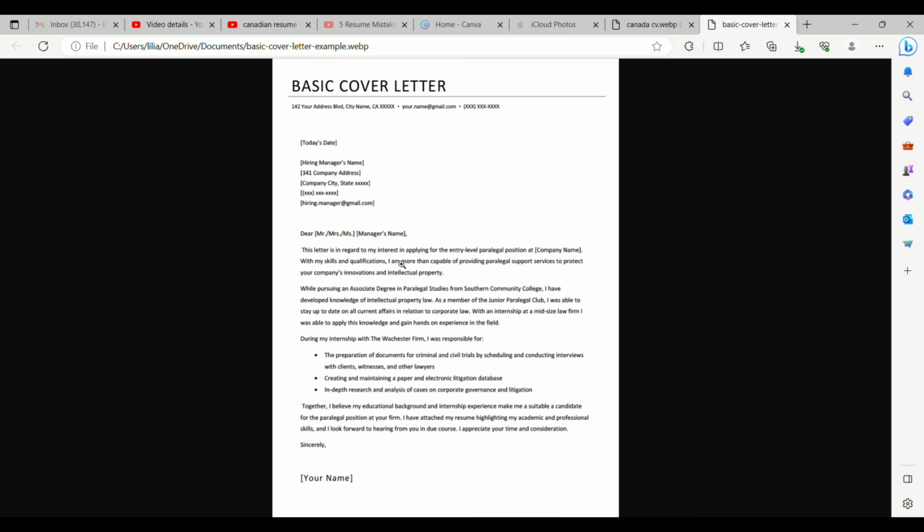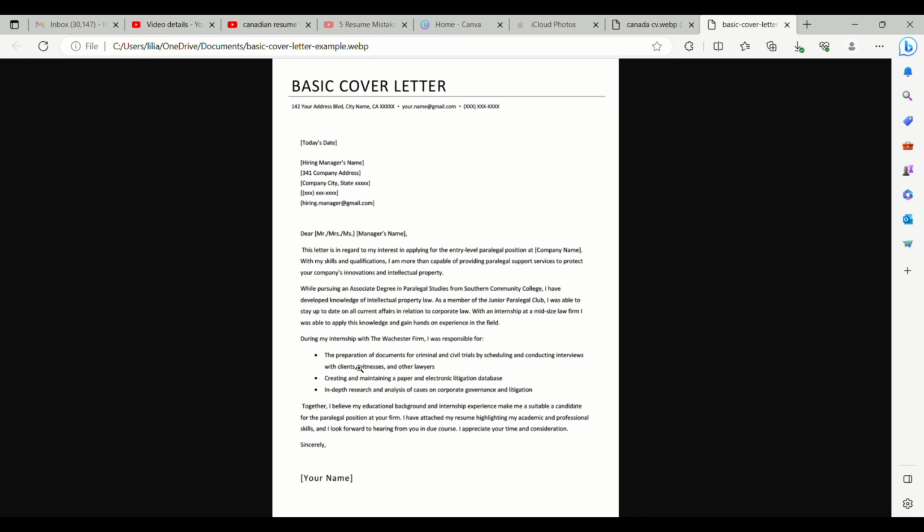This letter is in regard to my interest in applying for the entry-level paralegal position at so-and-so company. With my skills and qualifications, I am more than capable of providing paralegal support services to protect your company's innovations and intellectual property. While pursuing an associate degree in paralegal studies from Southern Community College, I have developed knowledge of intellectual property law. As a member of the Junior Paralegal Club, I was able to stay up to date on all current affairs in relation to corporate law. With an internship at a mid-sized law firm, I was able to apply this knowledge and gain hands-on experience in the field.